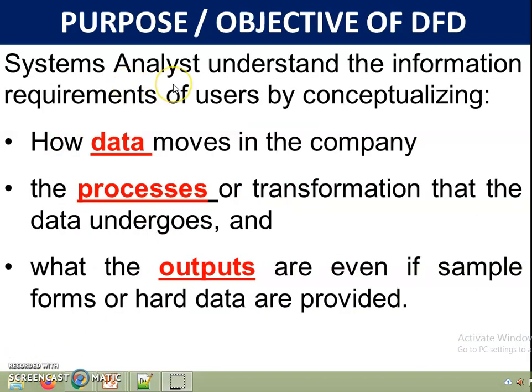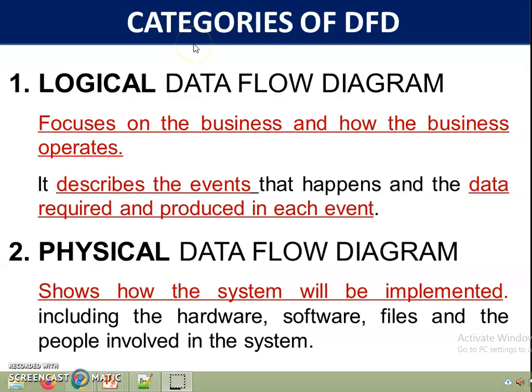The systems analyst then will understand the information requirements of the users by conceptualizing how the data moves in the company, the processes or transformation that the data undergoes, and what the outputs are, even if sample forms or hard data are provided by the company. Now, there are two categories of data flow diagram. One is the logical and the other one is the physical.